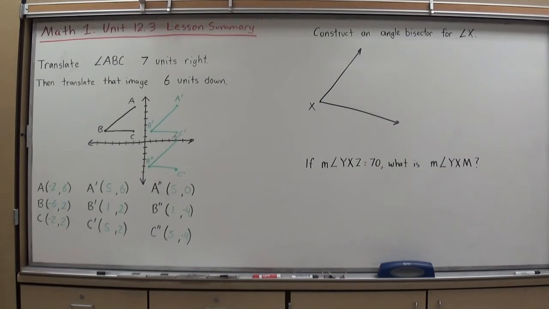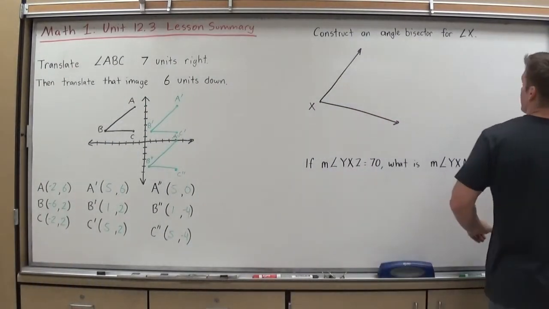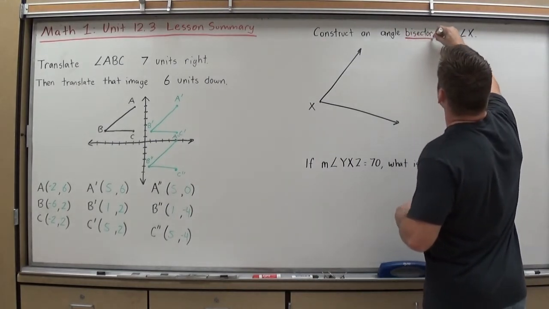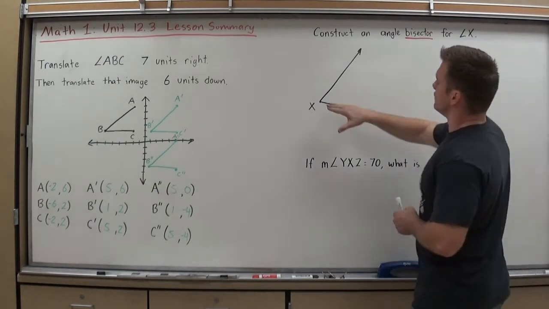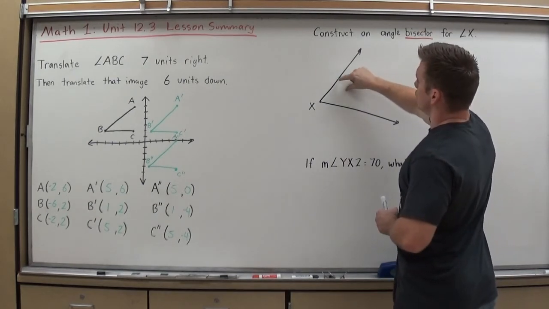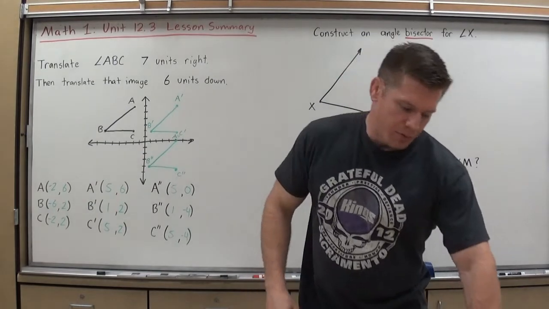Now, let's talk about angle bisectors. So we already learned in the previous lesson what a bisector is. A bisector splits something into 2 equal parts. Since we're dealing with an angle bisector, what we'll be trying to do is split this angle directly down the middle so that it's in 2 congruent halves. To do that, I will need my compass.